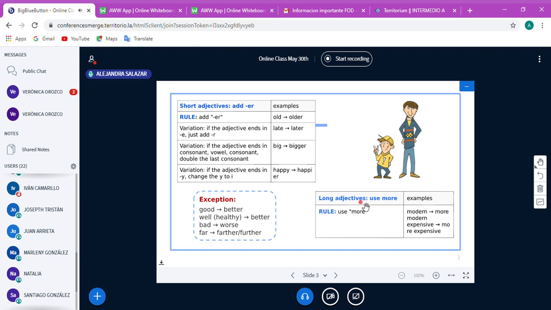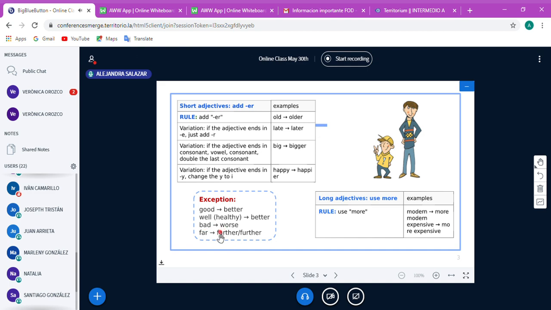And for my long adjectives, I use more before my adjective. For example, modern, more modern. Expensive, more expensive. But I have some exceptions, like good, change to better. Well, like talking about healthy, well, change to better too. And bad, change to worse, and far, change to farther and further.